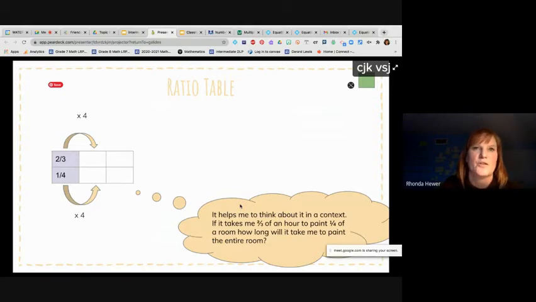And then of course I know that's 2 and 2/3 for one full room. That's what it's going to take me to paint it. So that's helpful. What you've actually done there is the algorithm. Look at what I did. I've taken 2/3 and I've multiplied by 4.